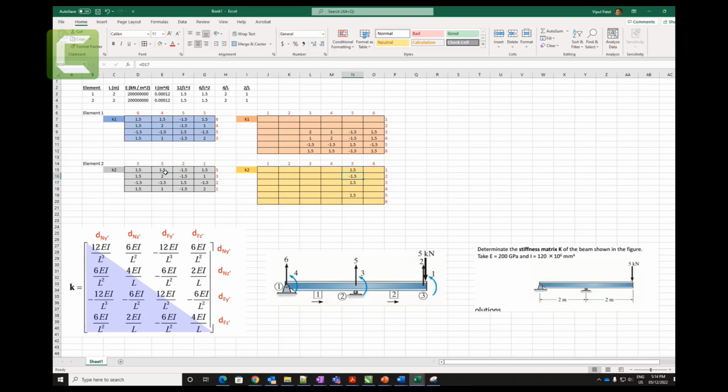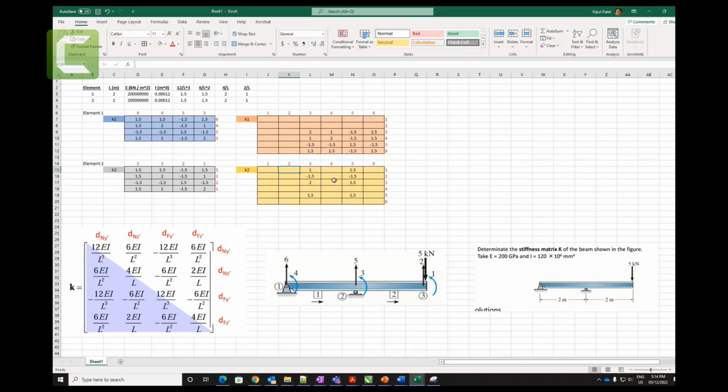Column 3, 5. Just adding all these up the first time will be a little bit challenging, but after that it will be okay. 3, 5. Where are we? Yep, 3, 5, 3, 3. 3, 2, oh sorry, 3, 3. So 3, 3 would be these ones. 3, 2 would be these ones. 3, 1 would be these ones.